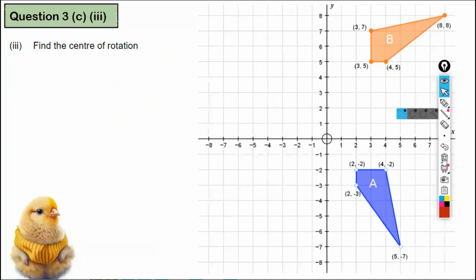So in order to do this question, what we're going to have to do is join two similar points and bisect the line. In case you need a quick refresh on how to bisect a line, let's say you have a line AB, and you want to cut that in half. In other words, bisect it.